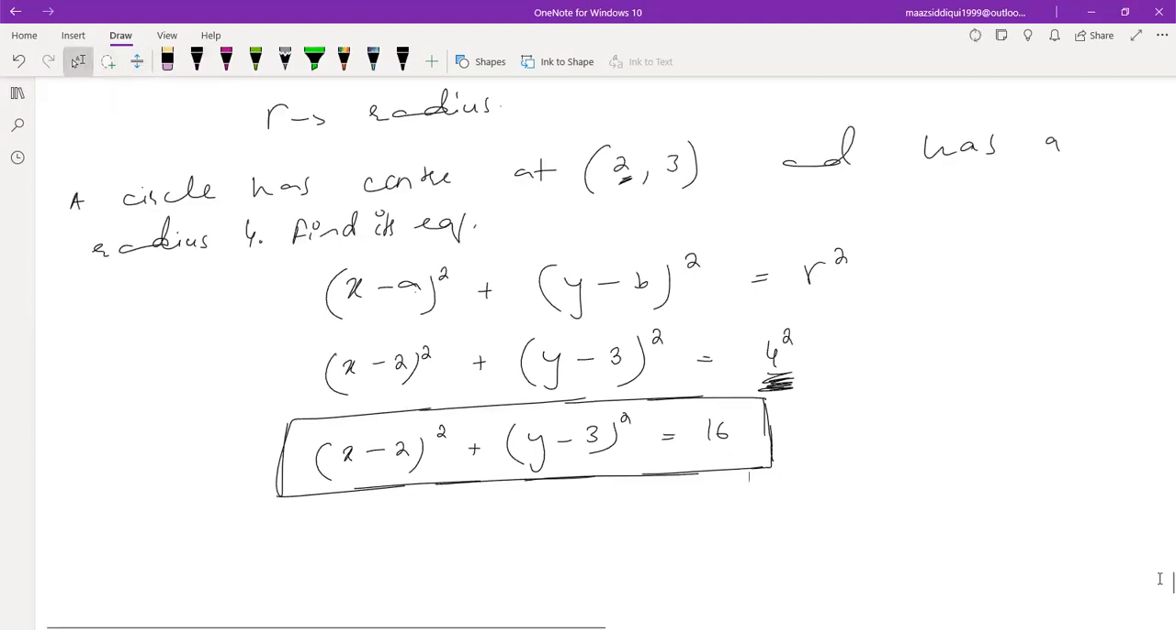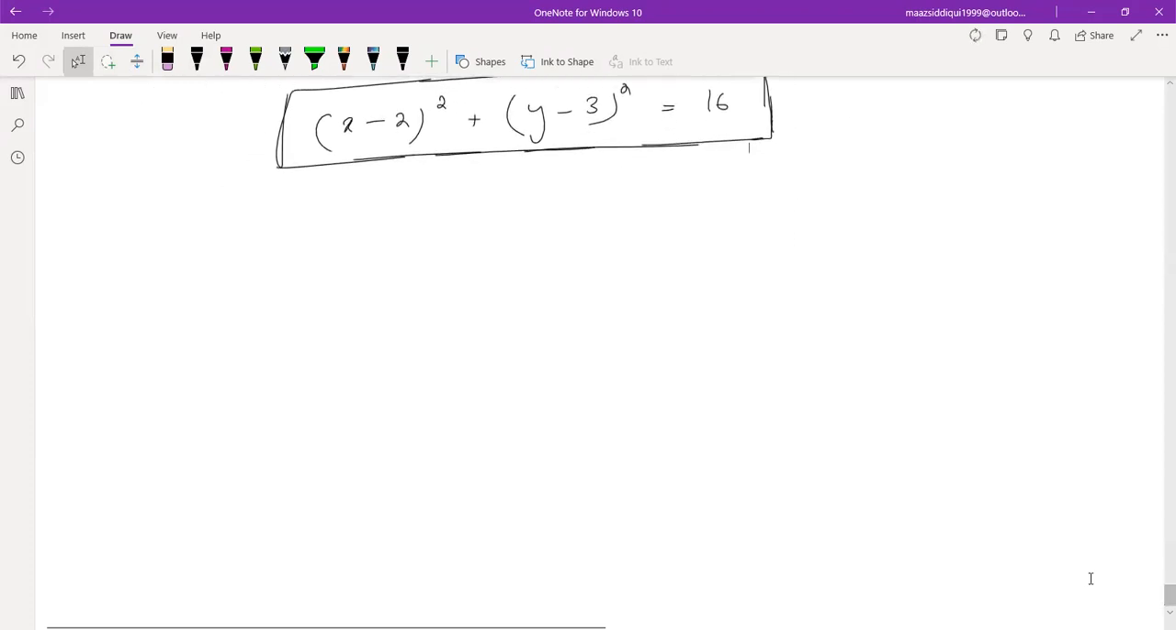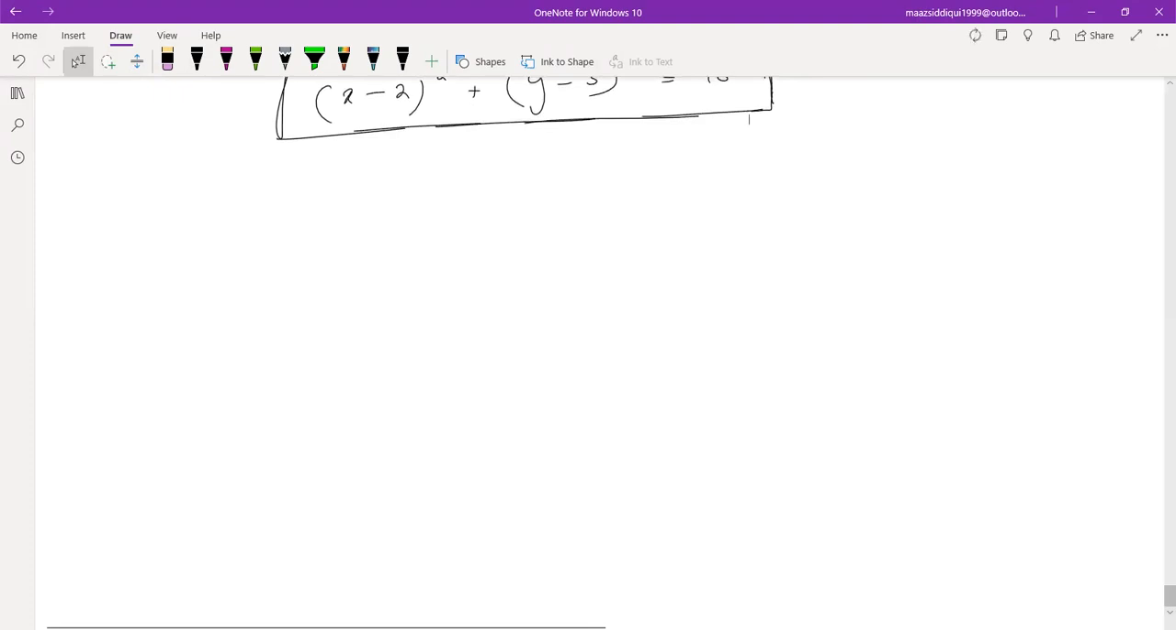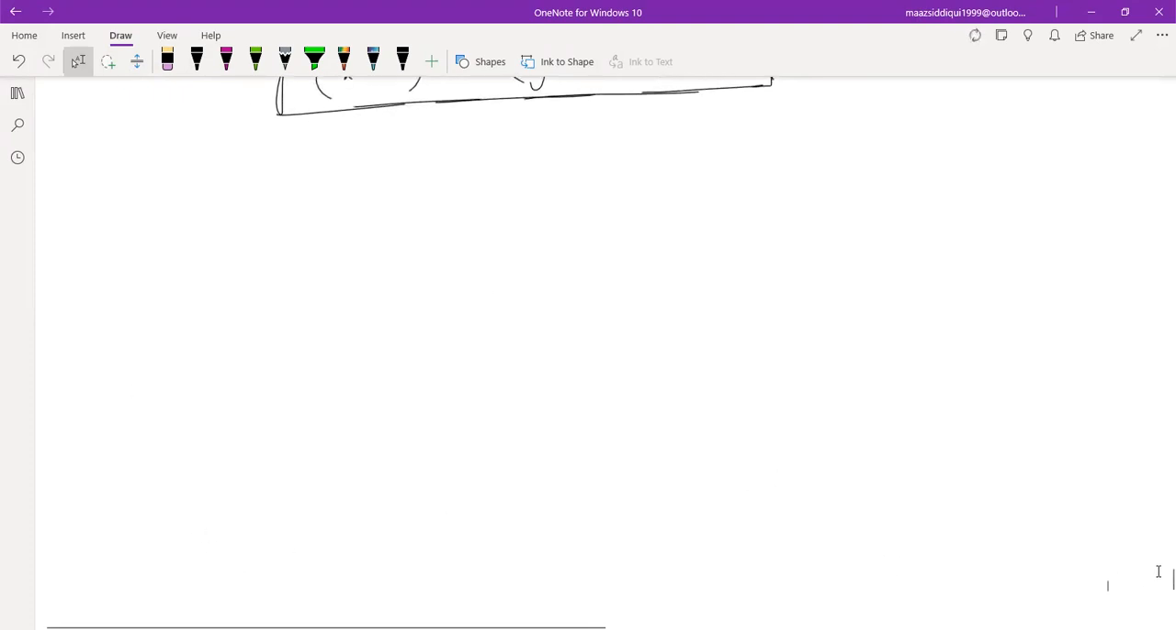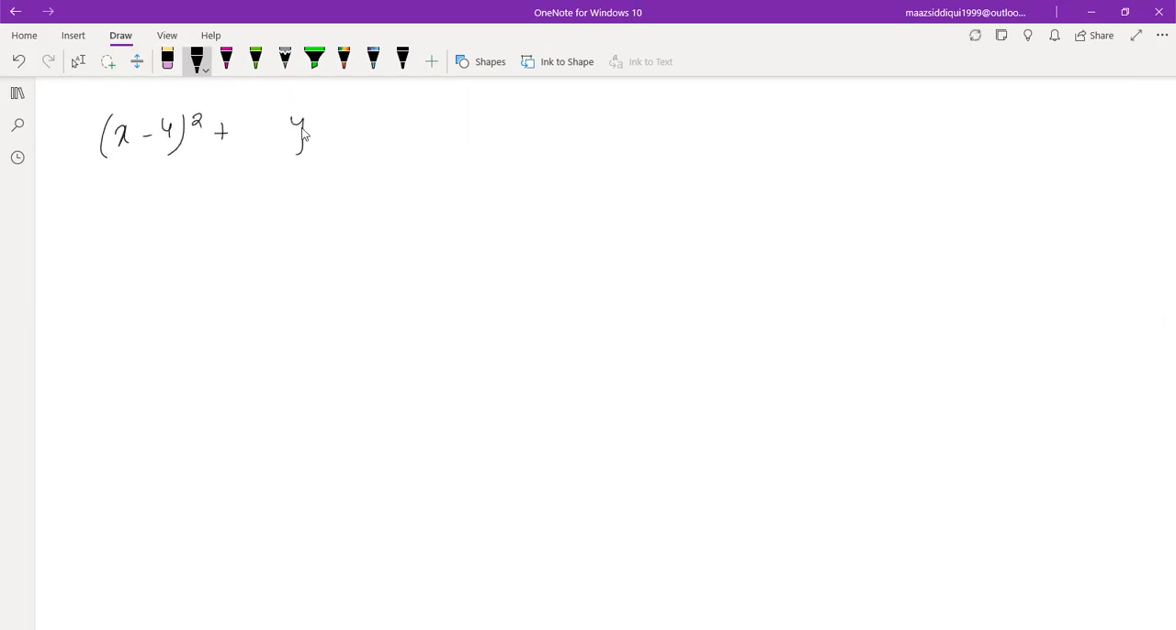Now, you might be required to identify the coordinates of the center of the circle or the radius. So let's say I give you this question in reverse. If I say that the equation of the circle is x minus 4 whole square plus y plus 5 whole square is equal to 100, find the radius and the coordinates of the center of the circle.